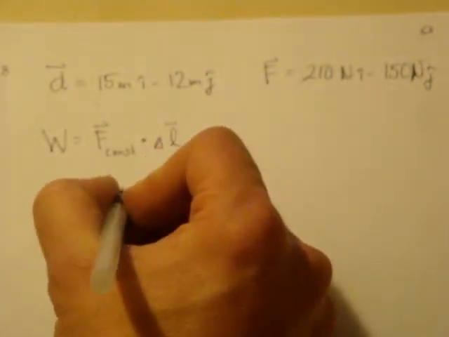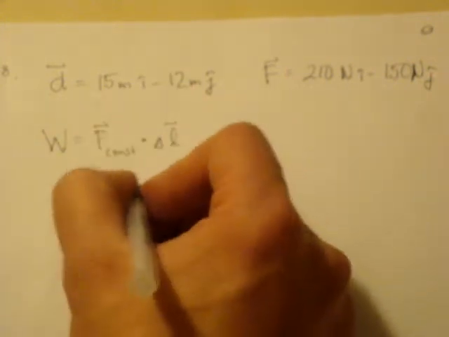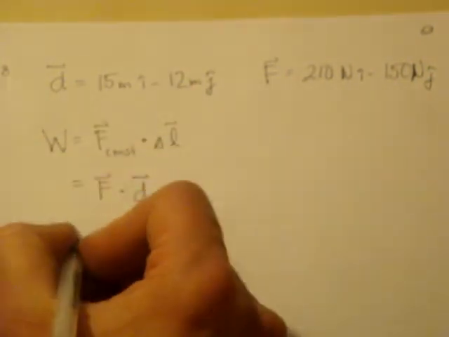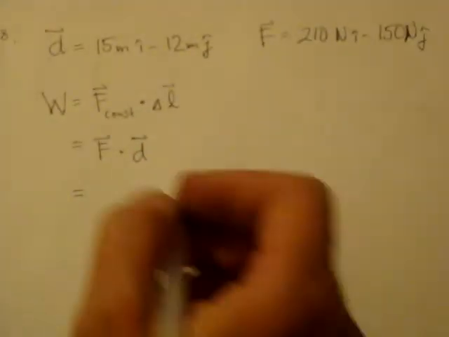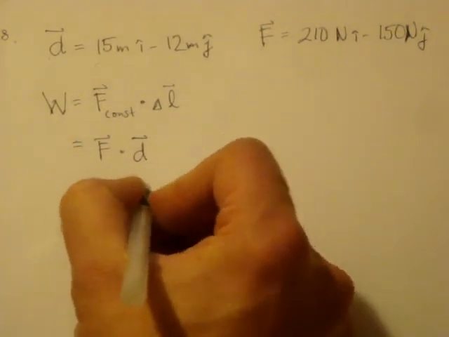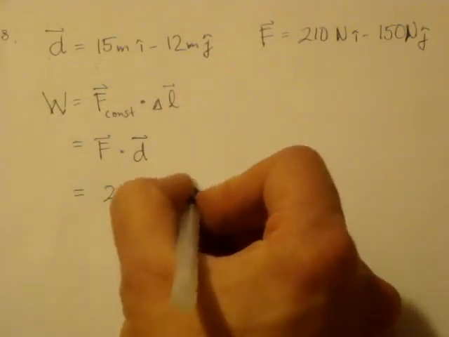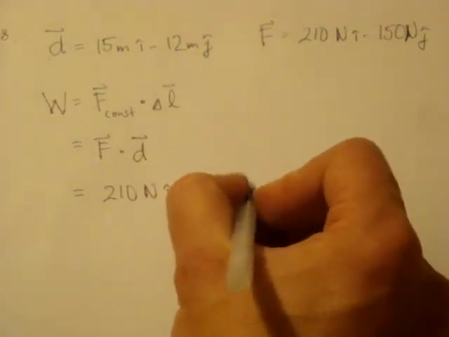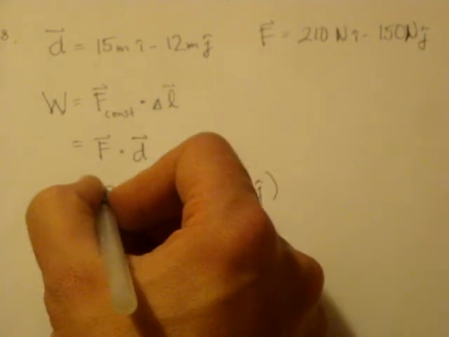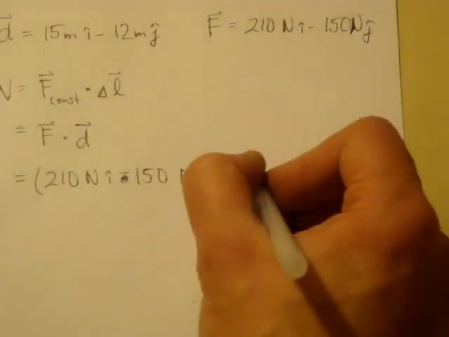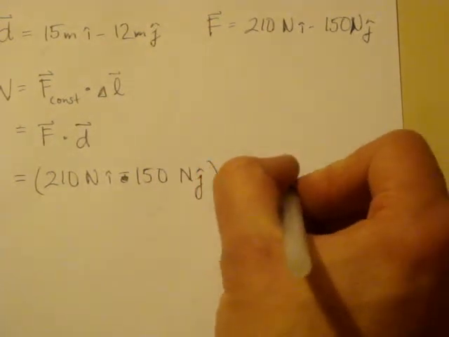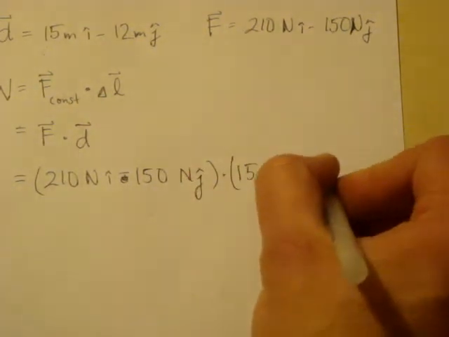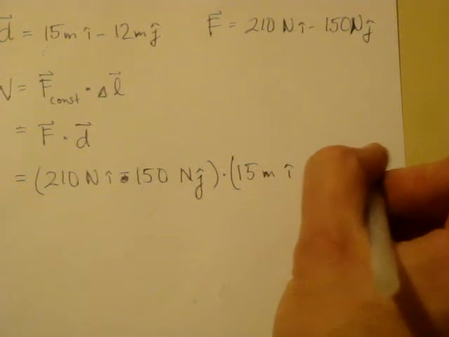In this particular case, that's going to be equal to the force F and the displacement D. So we're going to simply write down what those quantities are. That's 210 newtons in the I-hat direction, minus 150 newtons in the J-hat direction, and the scalar product of that vector with the displacement vector of 15 meters in the I-hat direction, minus 12 meters in the J-hat direction.